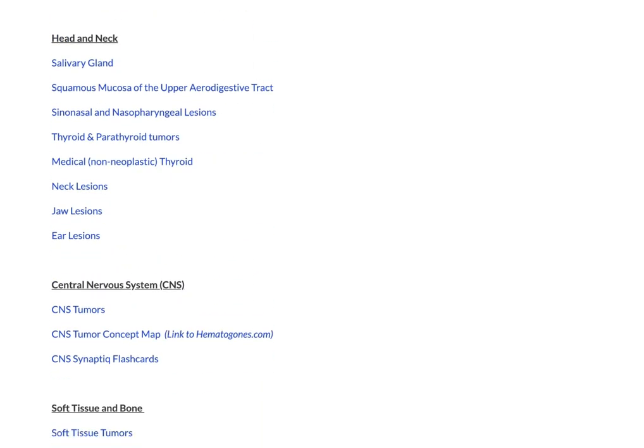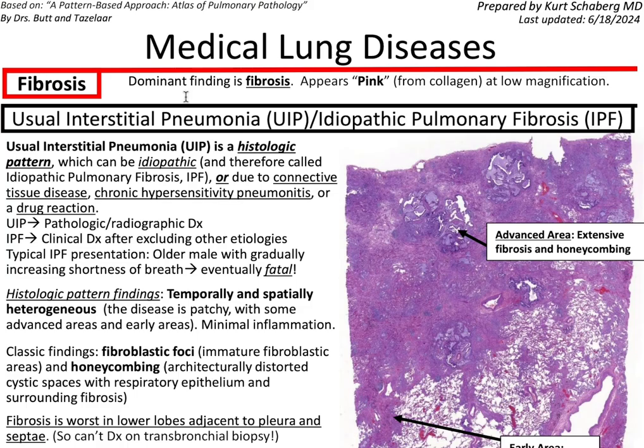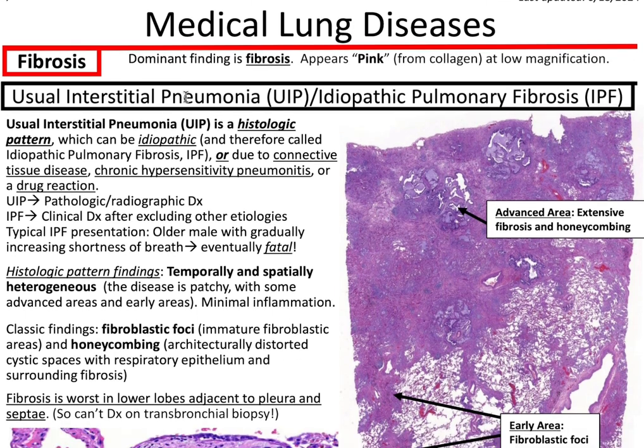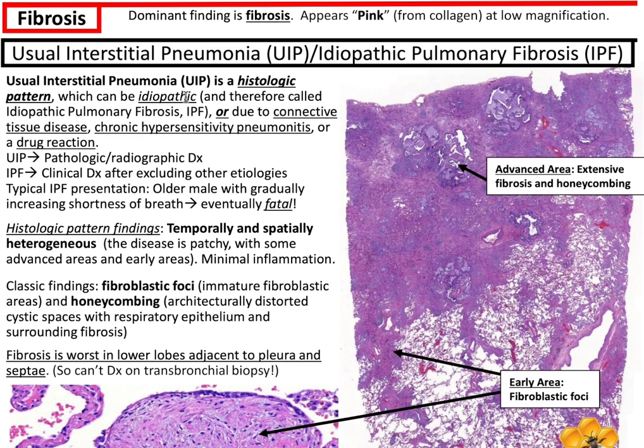Without further ado, let's talk about diseases where the dominant finding is fibrosis. It appears pink from collagen at low magnification. Usual interstitial pneumonia, UIP, or idiopathic pulmonary fibrosis, IPF.